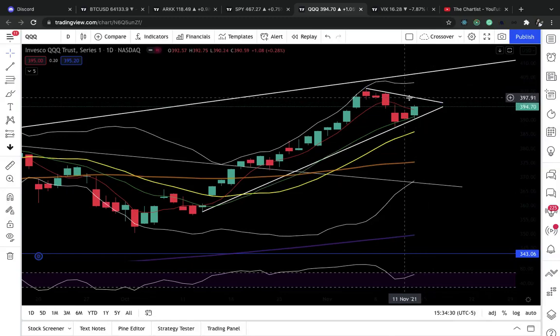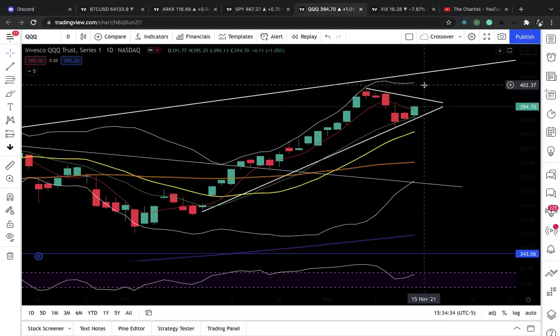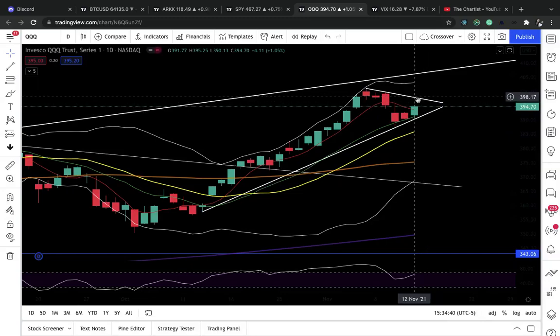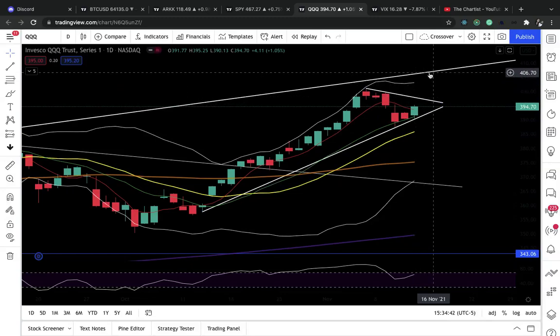Okay, and of course, if we get the breakout, QQQ above 398, that's a breakout. Watch out for the false breakout. If we get a false breakout, that's very bearish. You can bet to the downside. If we don't get a false breakout, you can ride the wave up to 406.